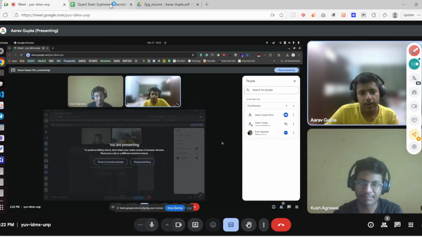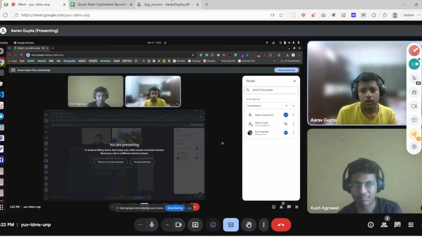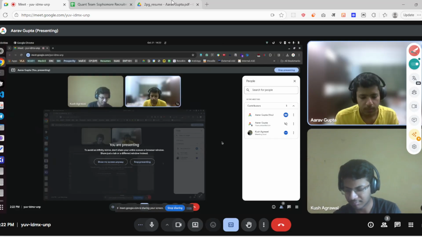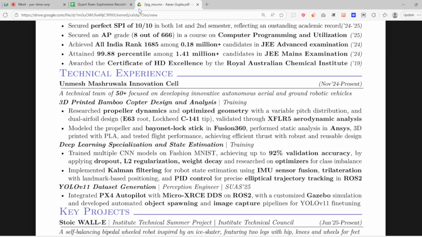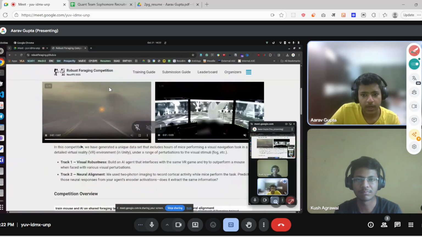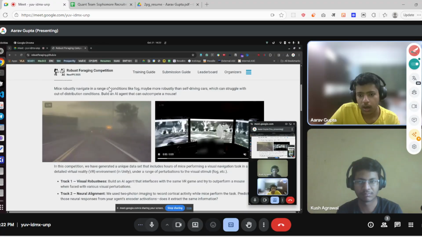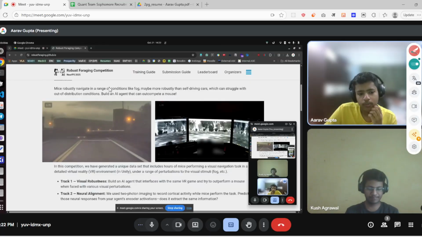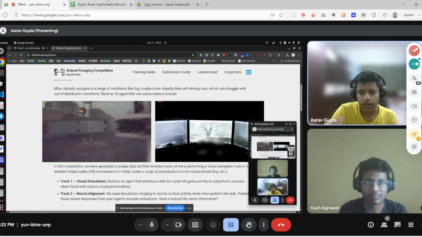We are currently participating in a competition called Robust Foraging, hosted at NeurIPS. There's an environment like this, a Unity environment, and you get visual data. Essentially, you have to write a visual encoder for an RL algorithm that will navigate the environment to get to the target.